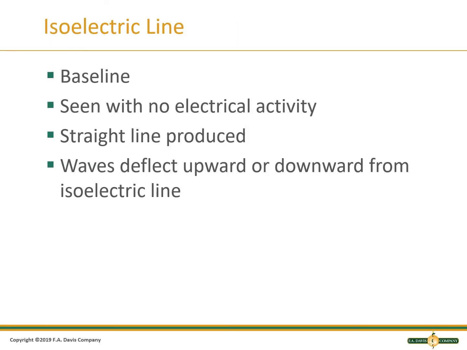Isoelectric line is the baseline represented by the straight line on a heart monitor. It occurs when there is no electrical current, such as the ECG is turned on but not attached to a person. It also occurs when the positive and negative electrical activity is equal. It is seen when there are no upward, that is positive, or downward, that is negative, electrical wave deflections present.